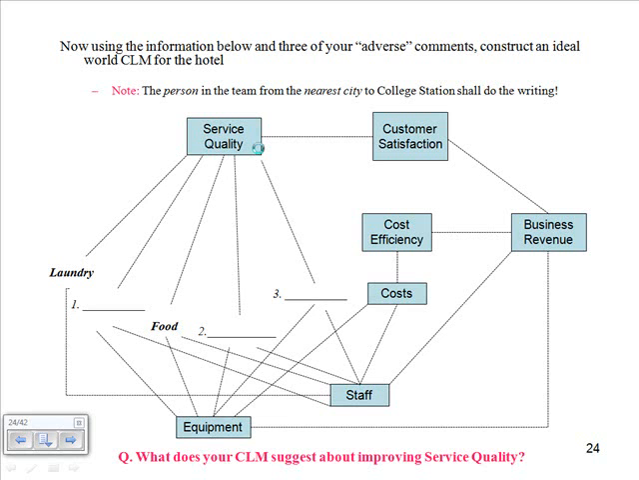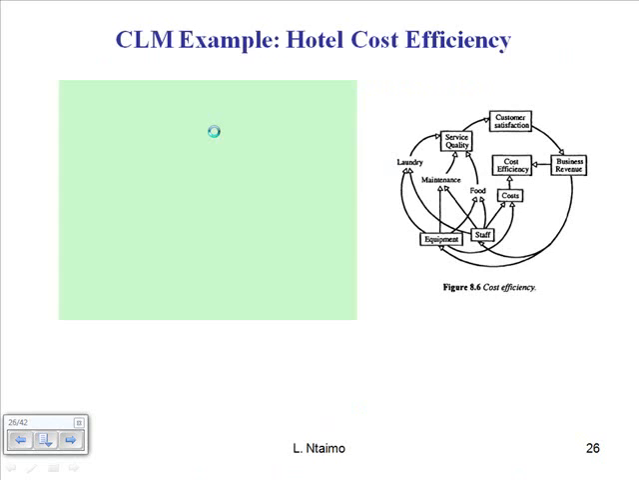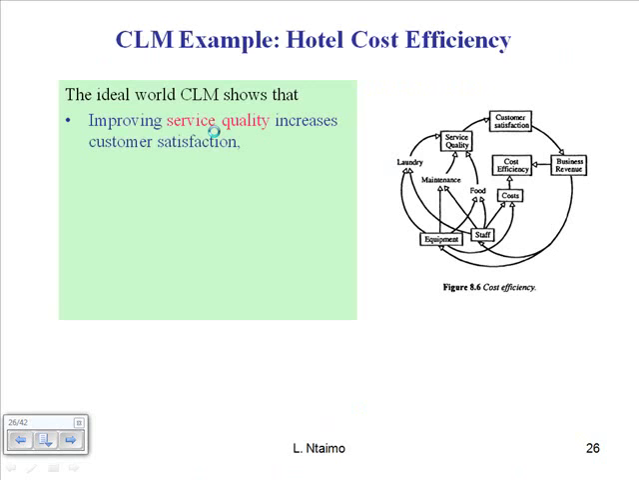Improve the customer satisfaction and the revenue. Okay, how do you improve customer satisfaction? If the service is better, then the customer's happy. Okay, so it comes back to this. Okay, so let me make a few comments about causal loop modeling. This one is an ideal causal loop model because we don't have much context about this particular hotel. But it seems to suggest that improving service quality is going to increase customer satisfaction.